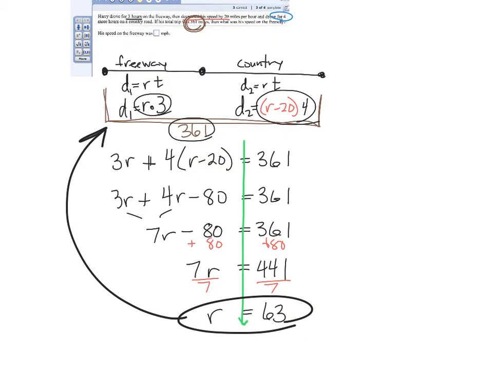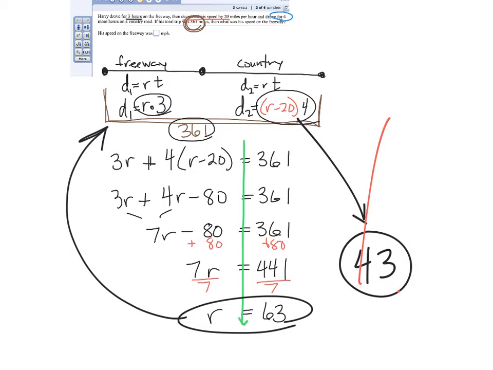In this case, it was 63, which means his country speed would have been 43 because it was 20 miles slower. But they didn't want us to answer that part. They just wanted the freeway speed.